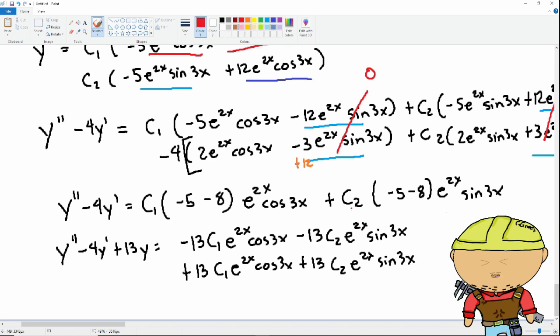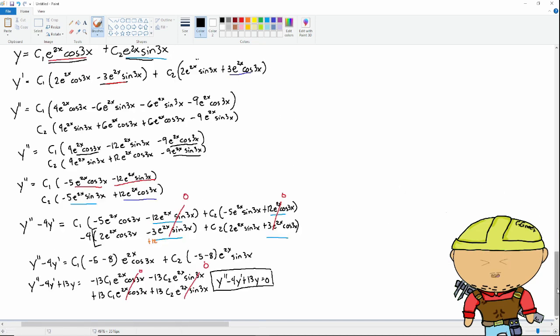We can now cancel the terms because negative 13 plus 13 is 0. Our differential equation now is y double prime minus 4y prime plus 13y is equal to 0. This is now our answer, our eliminated arbitrary constant equation, or differential equation in general form. Y double prime minus 4y prime plus 13y is equal to 0.